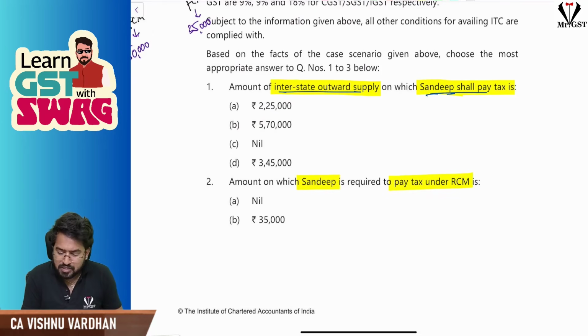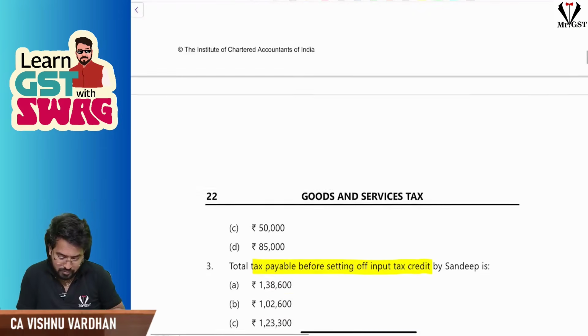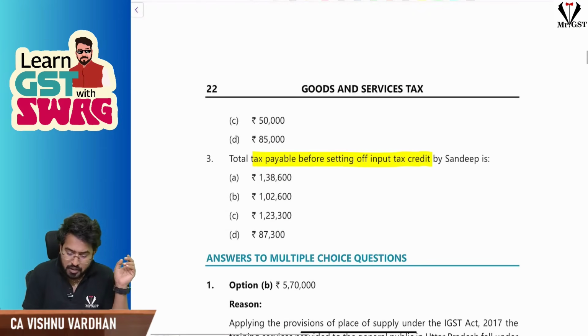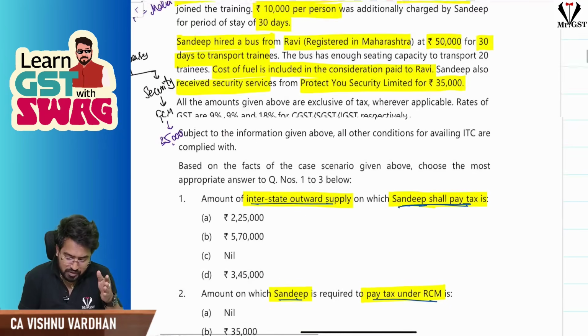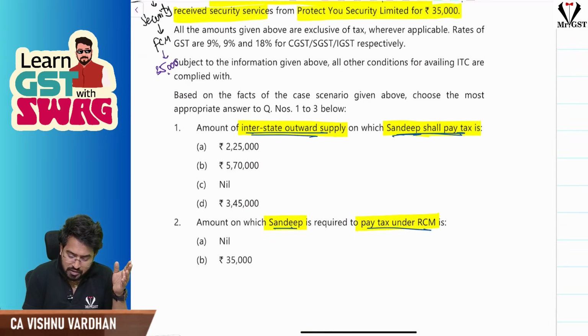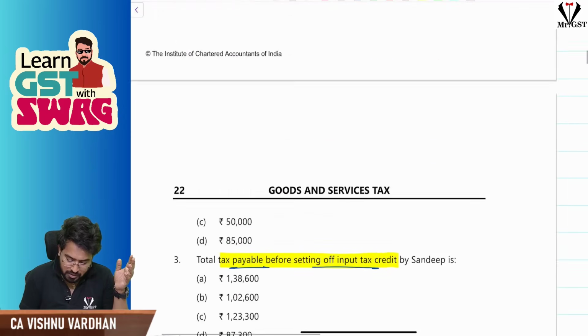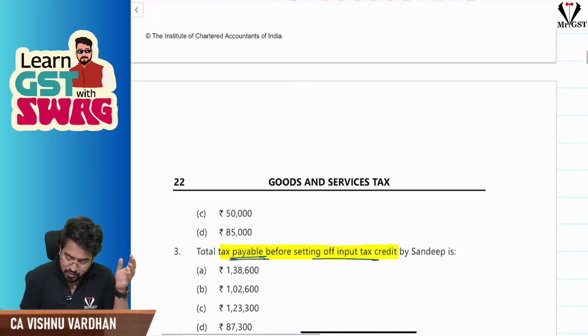Here the interesting part is on which Sandeep shall pay tax. Sandeep is a supplier here. That means RCM sales you ignore, only focus on FCM sales, forward charge. The amount on which Sandeep is required to pay tax under RCM, that means RCM purchases you talk. Tax payable before set off of ITC. Now, if you see here, first they asked interstate outward supply, Sandeep shall pay tax. And here, tax payable before setting off ITC.